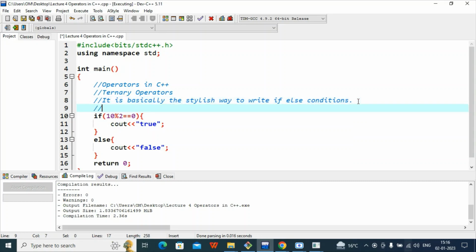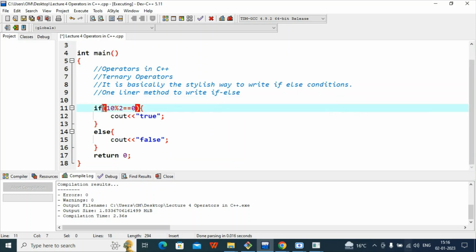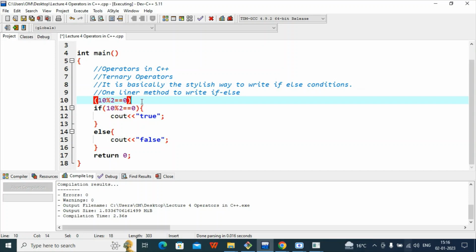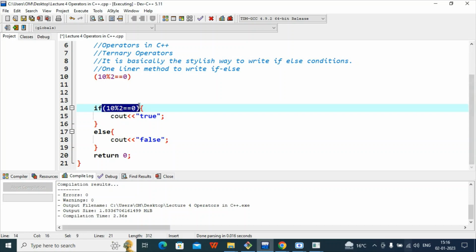we have a one liner way. One line, one liner method to write if else. How? Let us see. Just pick this bracket, copy it, and paste it here. Let me make some space so that you can differentiate between the lame method and the newer method. We take a piece of cake out of the entire cake.